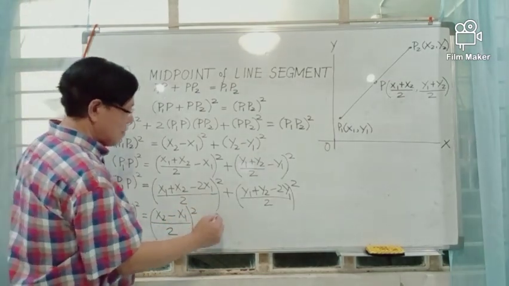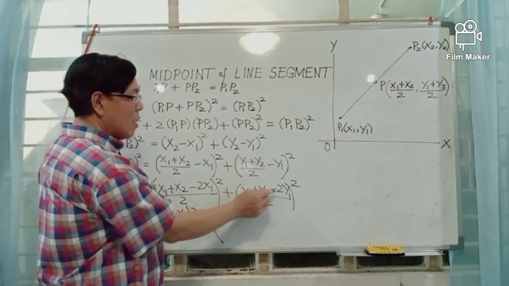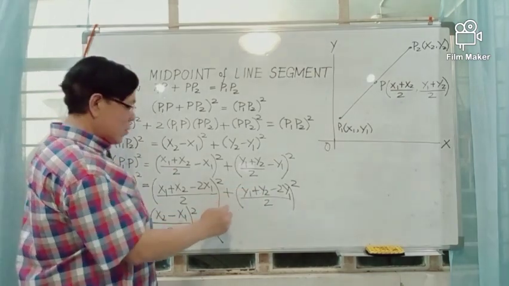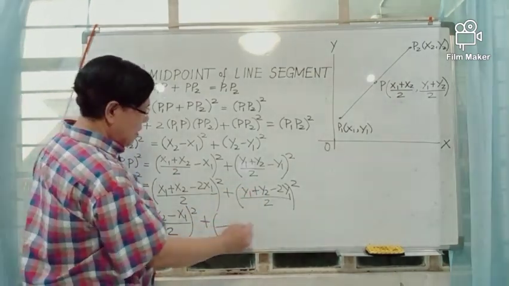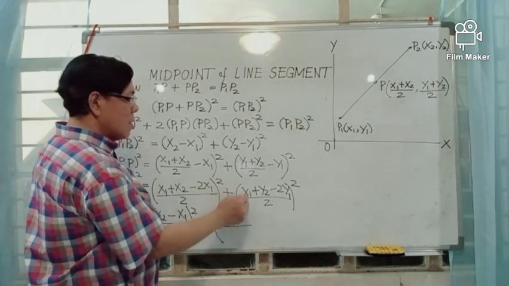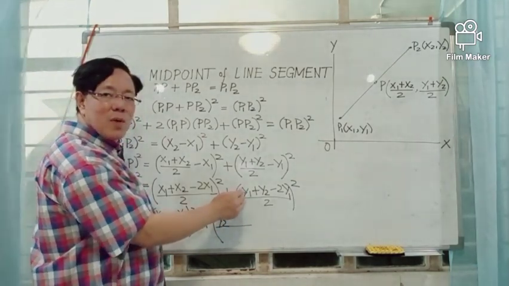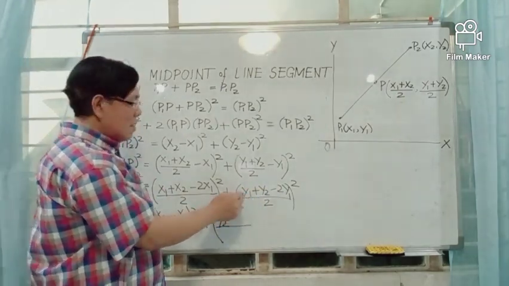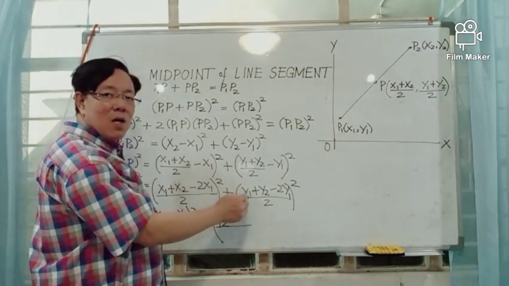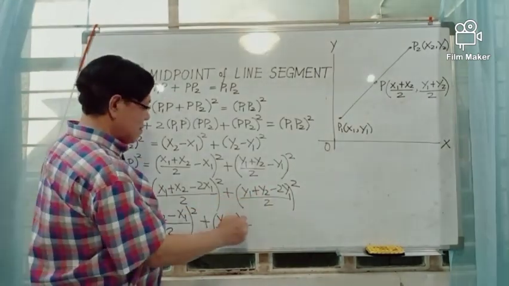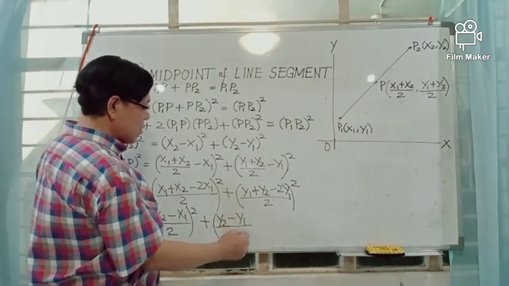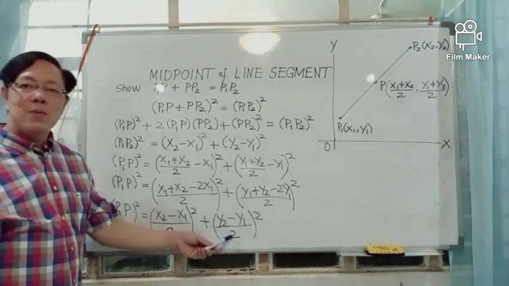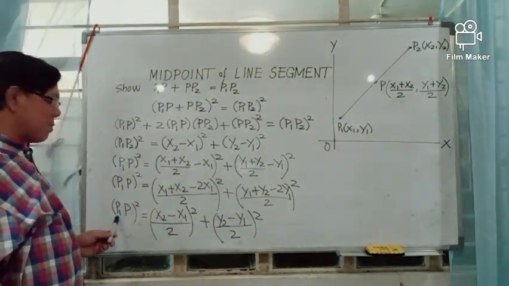Plus, simplify the numerator, add the like terms y1 and negative 2y1. We write first y2 because y2 is positive. Numerical coefficient of y1 is 1, minus 2 is negative 1. Minus, copy the common literal coefficient y1 over the denominator 2 squared. So this is the value of the square of the distance between P1 and P.